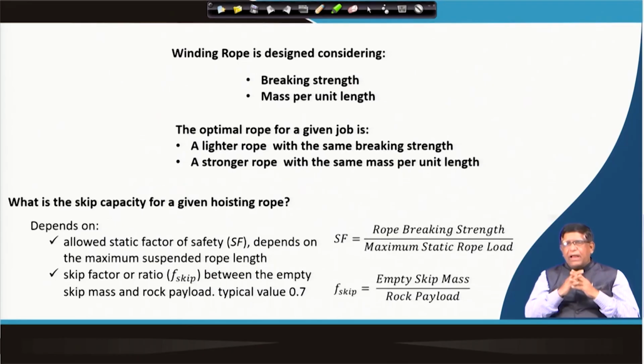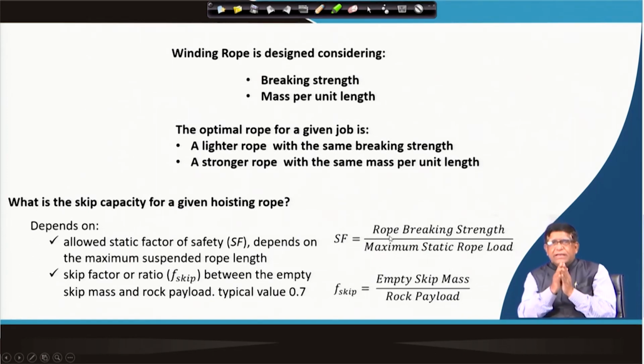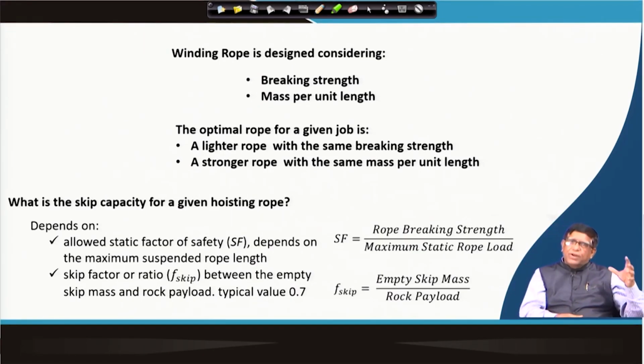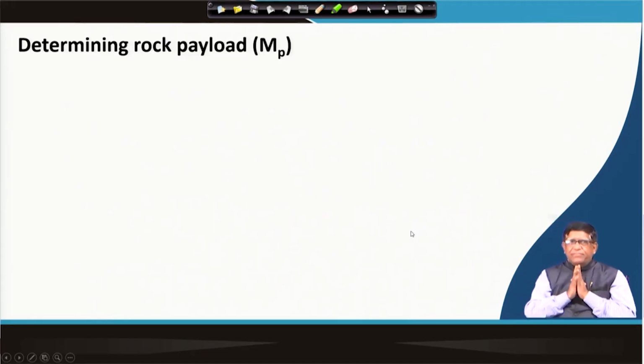So the rope will have to be designed to have a particular breaking strength, because the maximum static load will depend on the type of rope selected, your production target, and the type of skip you have selected. So now you know the domain within which you will have to do the designing.